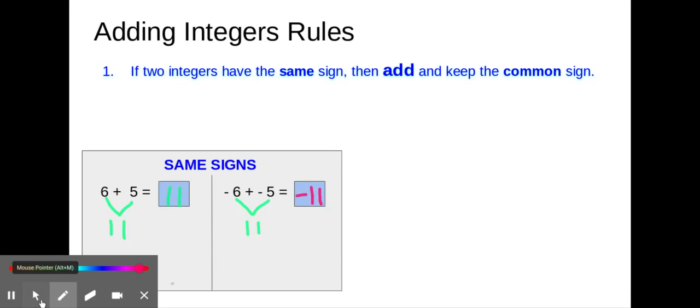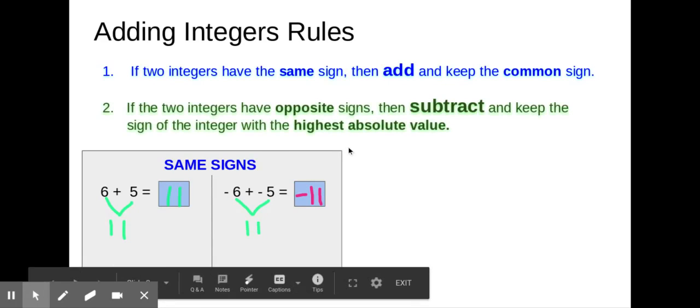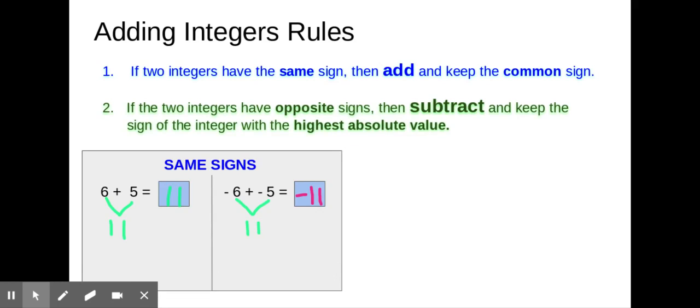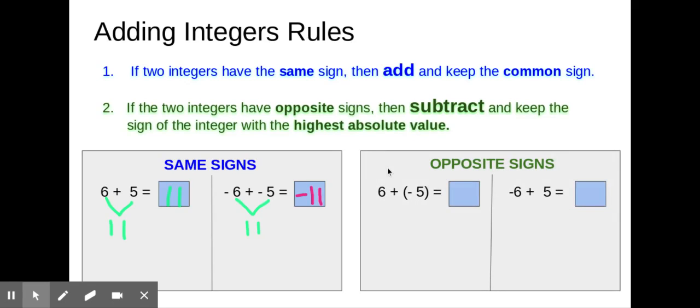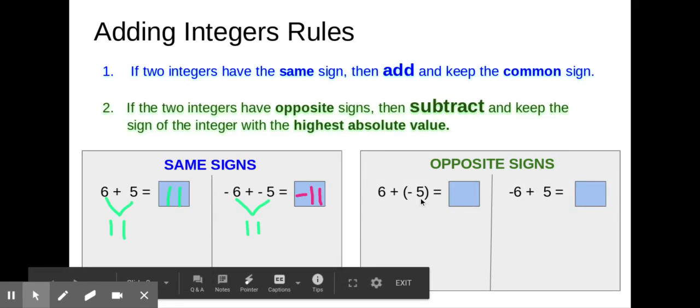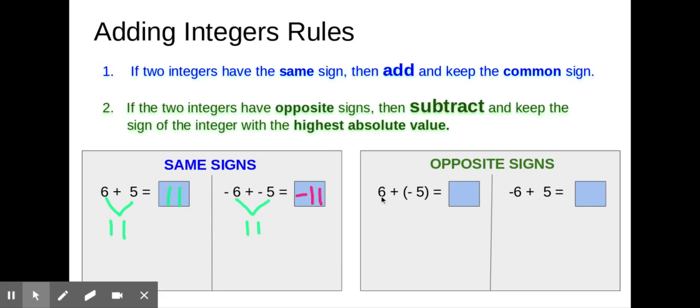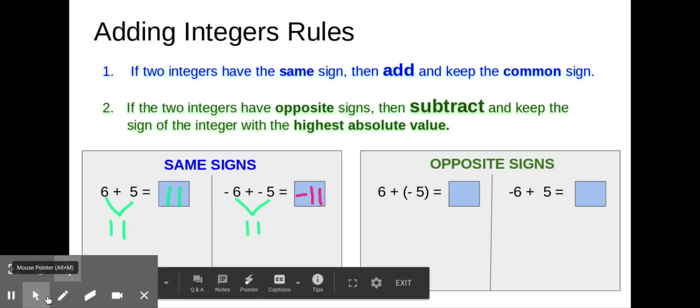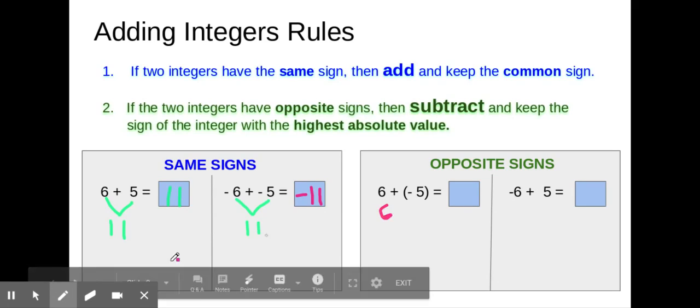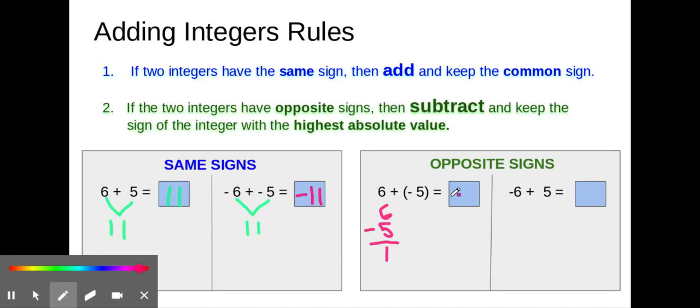Okay, so the next rule says if the two integers have opposite signs, so their signs are not the same, then subtract and keep the sign of the integer with the highest absolute value. So let's go ahead and try that. Right here, we have 6 plus negative 5. I can see that I have a positive integer and a negative integer, so their signs are opposite. So it says that I'm going to subtract. So I'll go ahead and do 6 minus 5 is 1. So I'm going to go ahead and put a 1 in here.